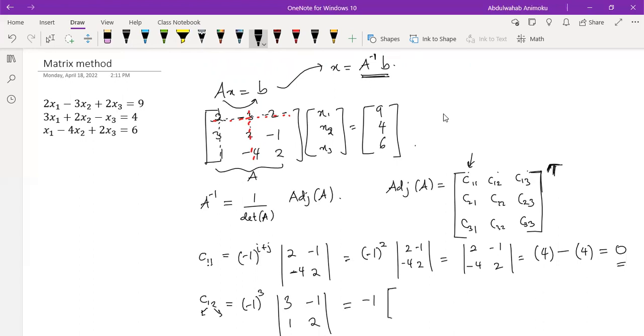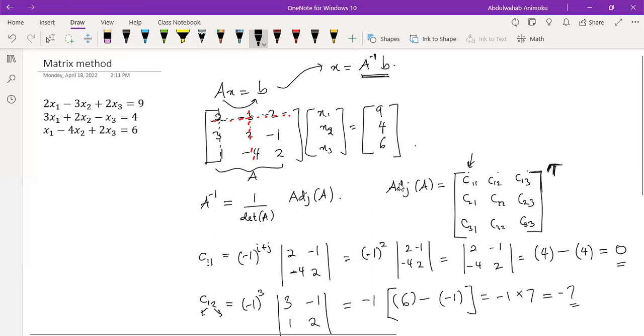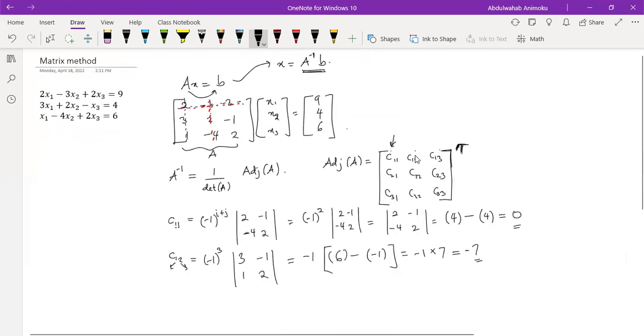Now let's find the determinant of this. 3 times 2 is 6 minus 1 times -1, which is -1. So this gives us 6 plus 1, which is 7, times -1, which is -7. That means C12 is going to be -7. We're going to do this for all the entries.